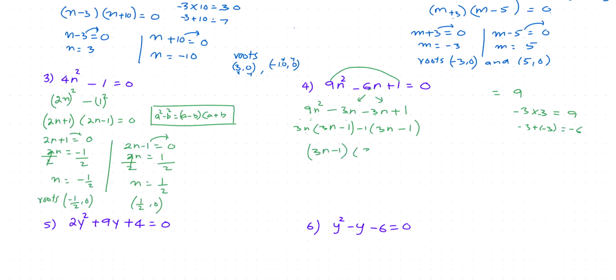equals to 0. Now we write each factor equals to 0. Both factors are the same here. So we can write 3n minus 1 equals to 0. So 3n equals negative 1 which becomes positive 1. Divide by 3, divide by 3. So n equals 1/3. And the root will be 1/3 and 0.